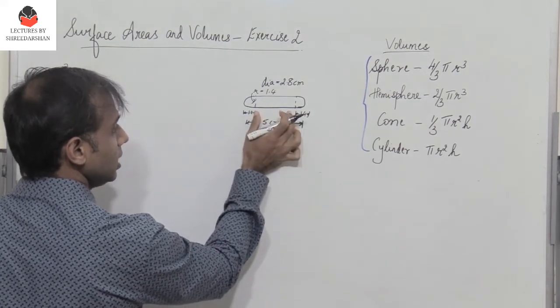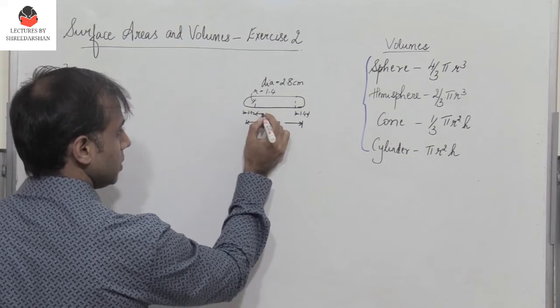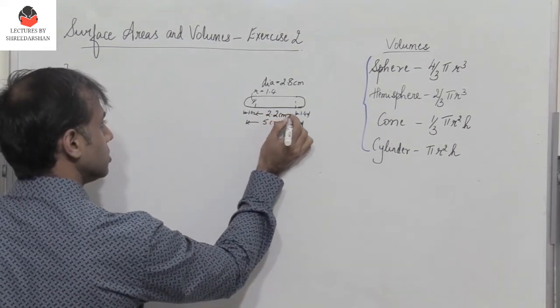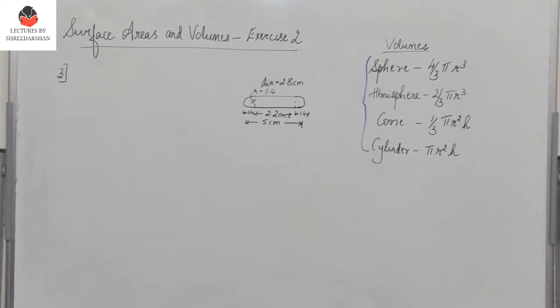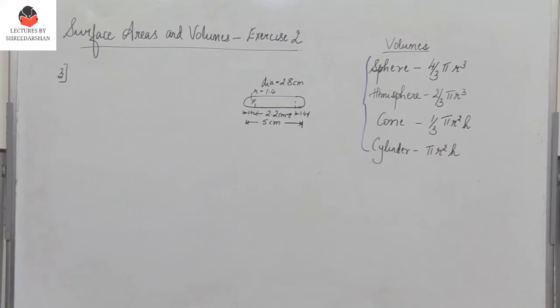So what about the height of the cylinder? The height of the cylinder is 5 minus 2.8, which gives me 2.2 centimeters. Now, what has been stated in the problem? It's been stated that a gulab jamun has sugar syrup up to 30% of its volume. Now, how much sugar syrup is present in 45 gulab jamuns?